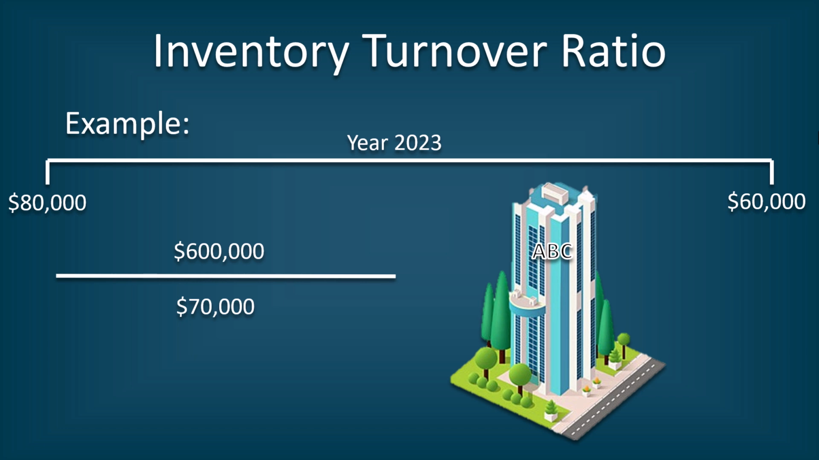Now, we apply the formula. Inventory turnover ratio equals cost of goods sold, $600,000, divided by average inventory, $70,000, which equals 8.57. So, the inventory turnover ratio in this example is 8.57.